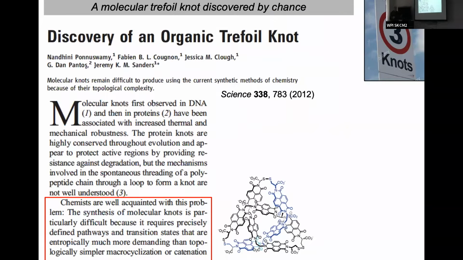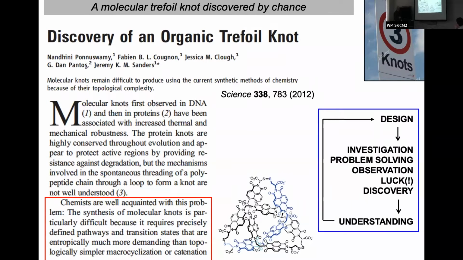So this is a relatively new field of synthetic chemistry, being able to make topologically complex structures. And even as recently as 2010, so just a decade ago, the isolation of a trefoil knot was publishable in Science. And this is an example from Jeremy Sanders, a chance discovery of an organic trefoil knot. And in that paper, he explains why this is such a difficult challenge. The synthesis of molecular knots is particularly difficult, said Sanders, because it requires precisely defined pathways and transition states that are entropically much more demanding than simpler macrocyclization or just linking processes. So it's still difficult.